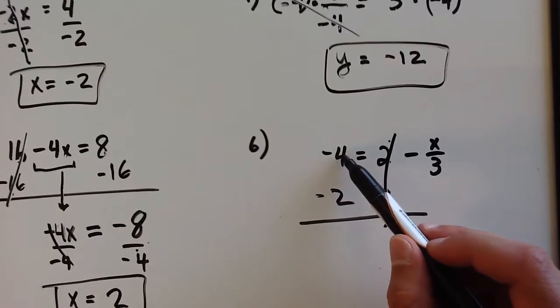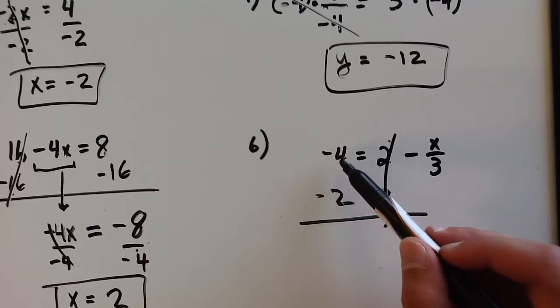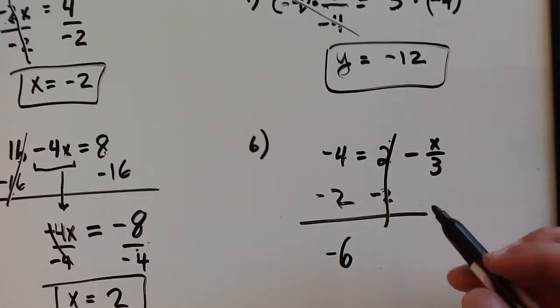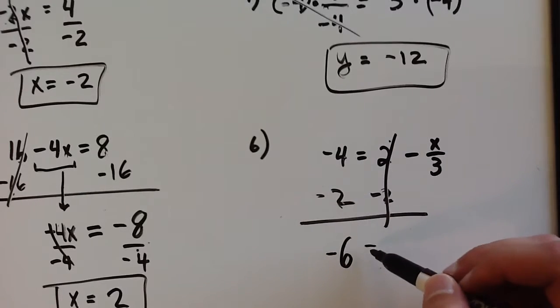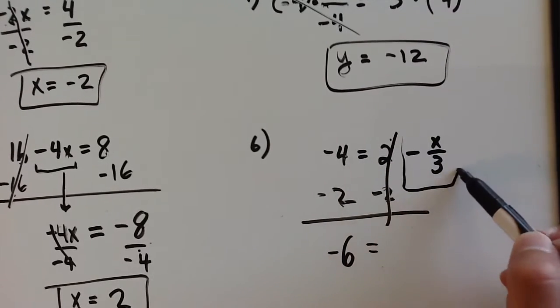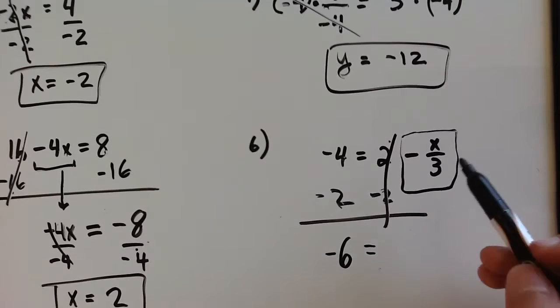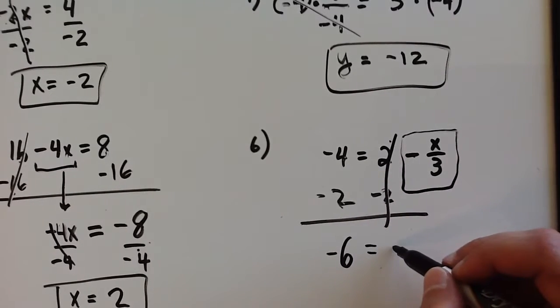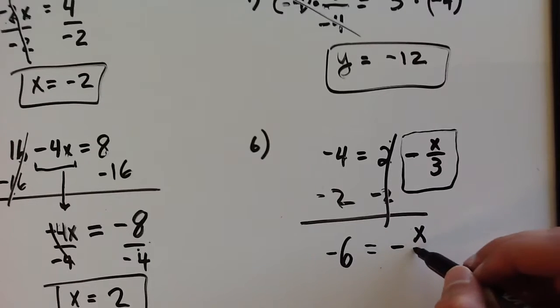So on the left side, I have negative 4 minus 2, or negative 4 and negative 2. They have same signs, so I'm going to add and keep the sign. That's negative 6. Bring the equal sign down. Again, I am left with this term on the right side, and that term is negative. That's what that subtraction sign means. I have negative x over 3.